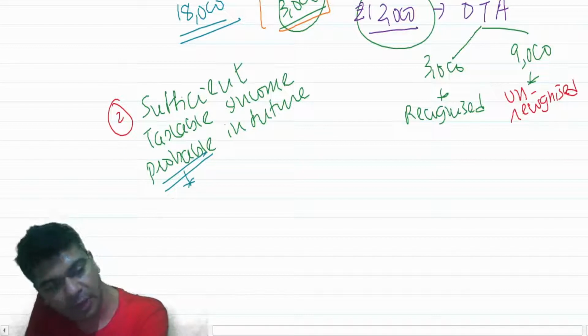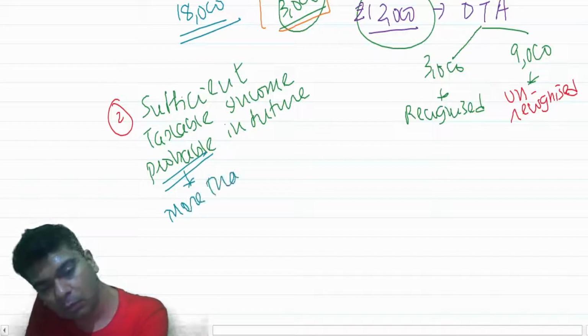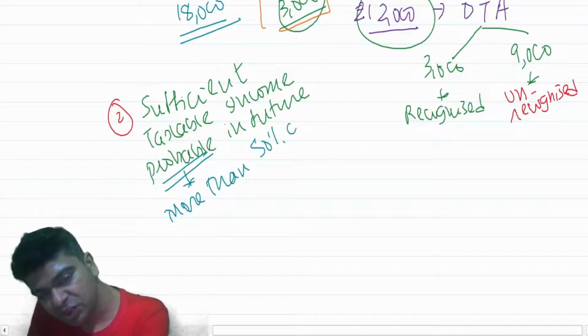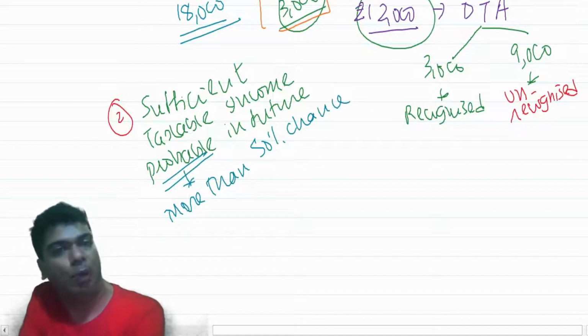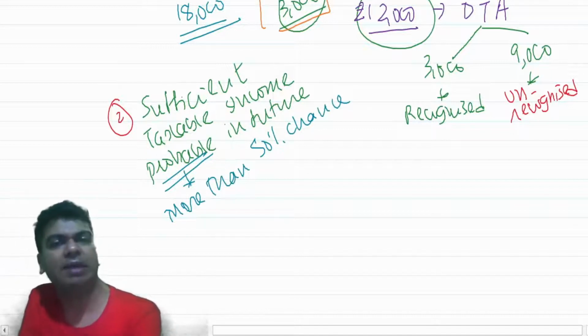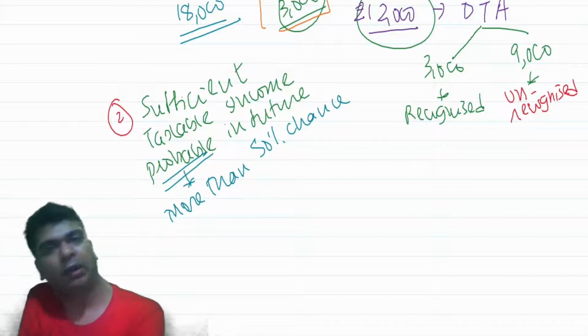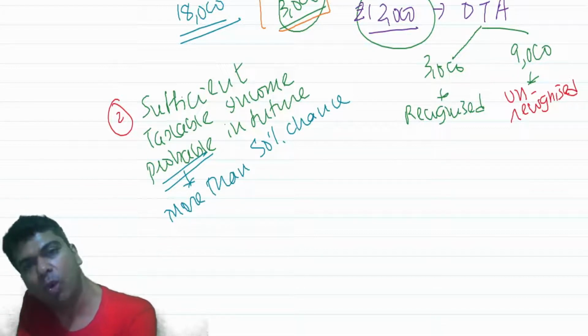By probable, we mean more than 50% chance, right? Your probability should be more than 50%. You should be basically more than 50% sure, right? Most of the entities will be more than 50% sure.